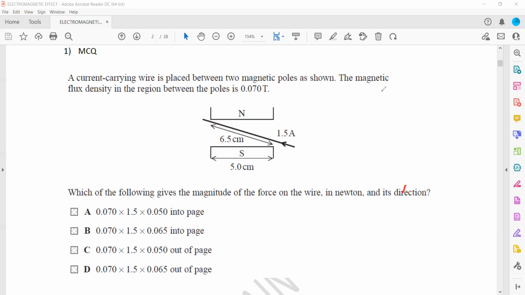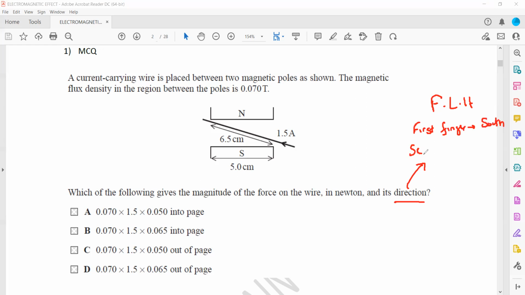And its direction. So first, how can you work out the direction? To work out the direction, we will use Fleming's left-hand rule. According to Fleming's left-hand rule, the index finger, the first finger, represents the magnetic field. The second finger represents the direction of the current, and the thumb will represent the direction of force. So the index finger, the first finger, represents the magnetic field, the south pole.